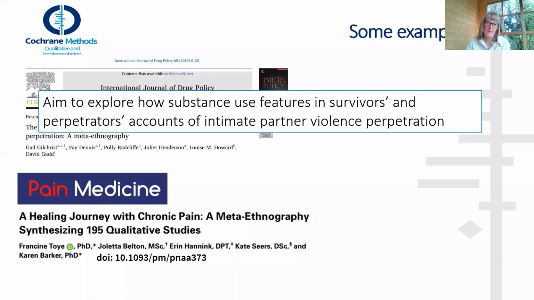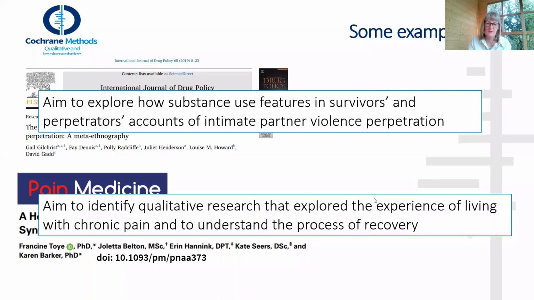And the second one, published in Pain Medicine, A Healing Journey with Chronic Pain, was about how you heal from chronic pain. The aim of that meta-ethnography was to identify qualitative research that explored the experience of living with chronic pain and to understand the process of recovery. So again, both very different topics for meta-ethnography, but very much about that individual perception from within somebody's context, so living with intimate partner violence or living with chronic pain, the experience of that and the experience of healing from that. So again, that very rich contextual experience there.